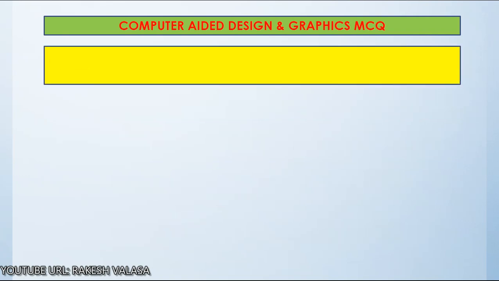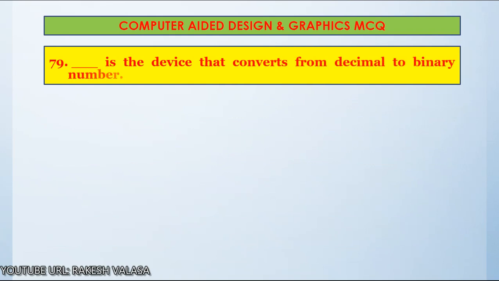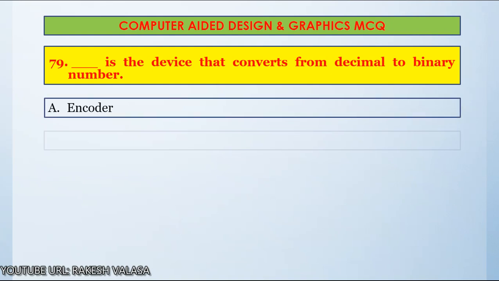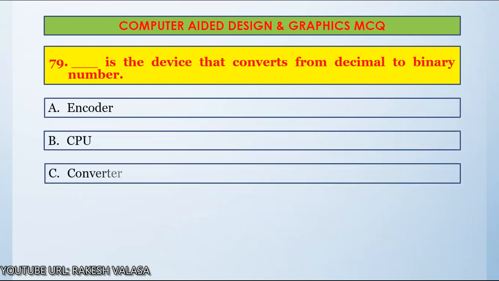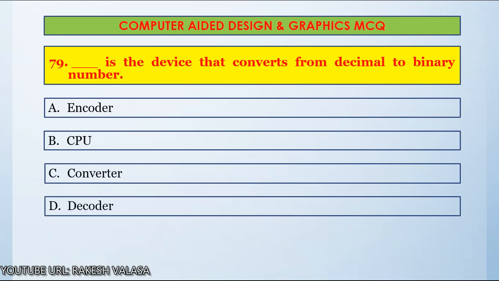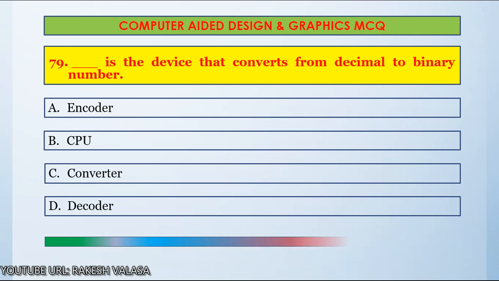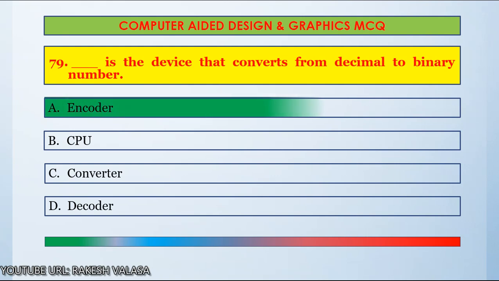Question number 79. Dash is the device that converts from decimal to binary number. Option A encoder, option B CPU, option C converter, option D decoder. Let us count down start. If you know the answer, please post in comment section. Time up. The answer is encoder. Encoder is the device that converts from decimal to binary number.